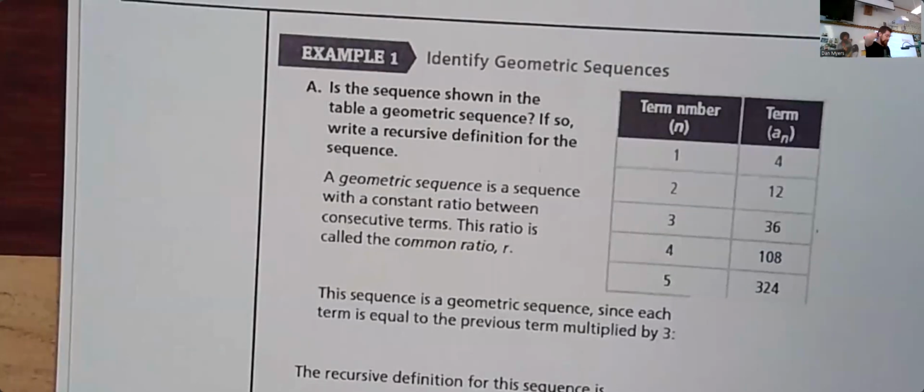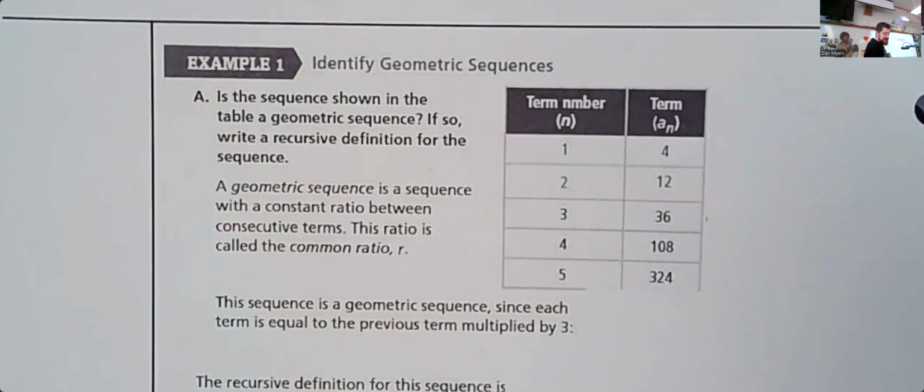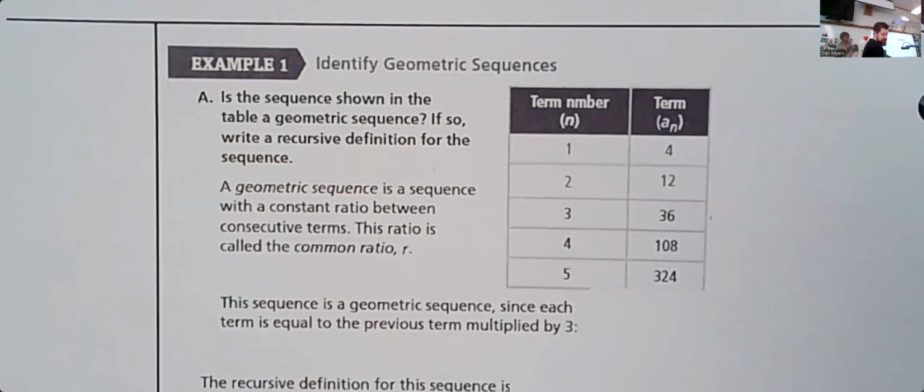Dealing with today. So our first example here is going to use a table of values to figure out how to write a geometric sequence. For this first one, it says, is the sequence shown in the table a geometric sequence? If so, write a recursive definition for the sequence. Now, you might not know what a recursive definition is, so I went ahead and left a lot of the stuff in here.